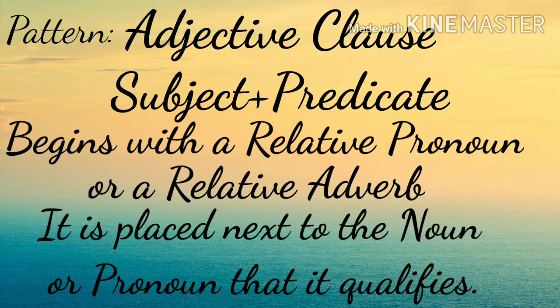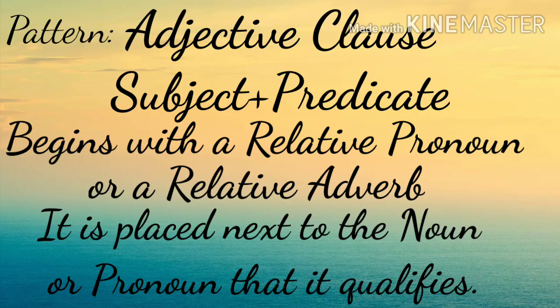Now let's try to follow the pattern in an adjective clause. So an adjective clause, like any other clause, has a subject and a predicate, and the predicate includes the verb. Your adjective clause, also called the relative clause, begins with a relative pronoun or a relative adverb. That is the reason why it is called relative clause. Alright? Since the adjective clause begins with a relative pronoun or a relative adverb, it is also called relative clause.